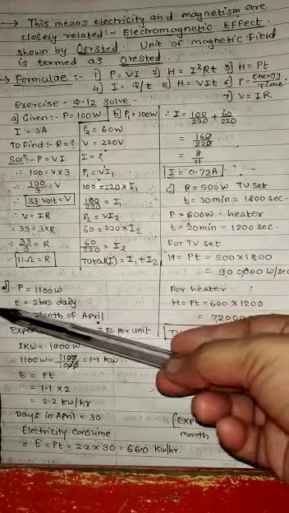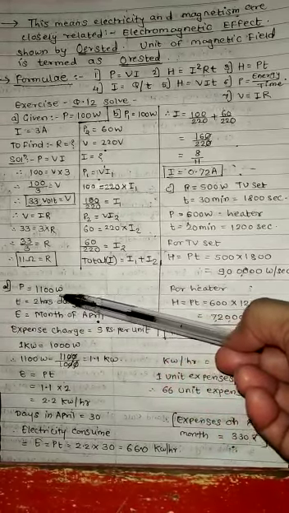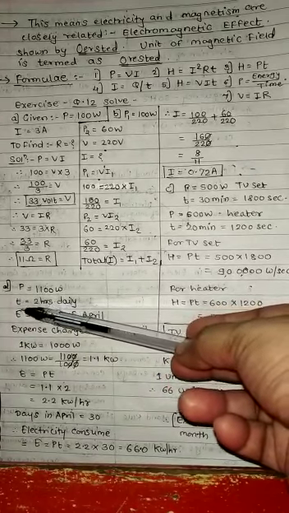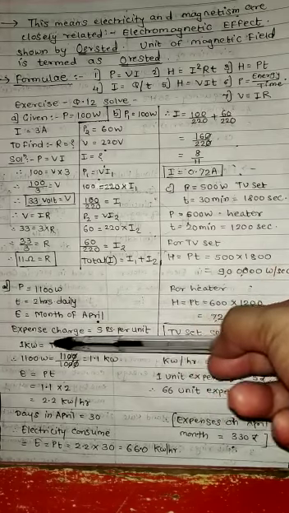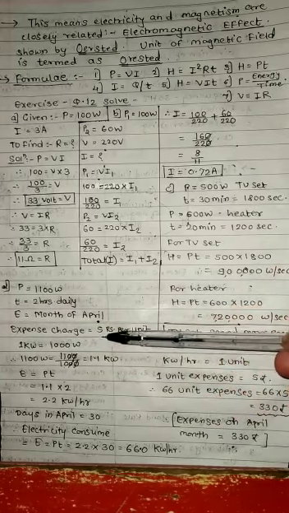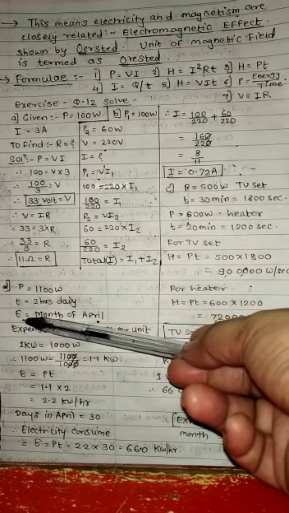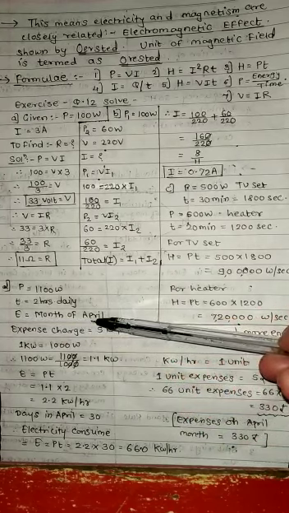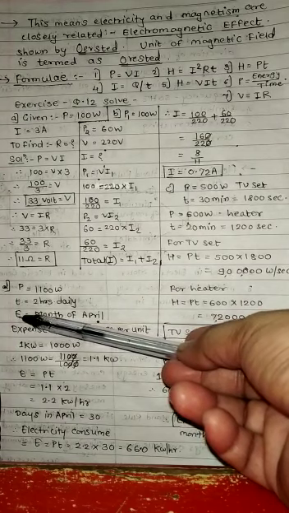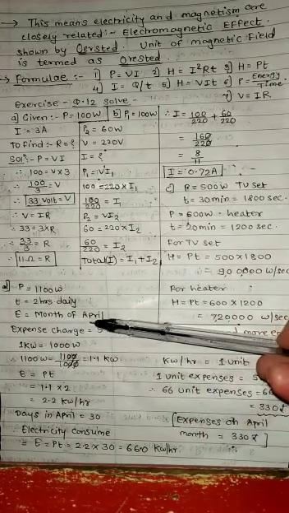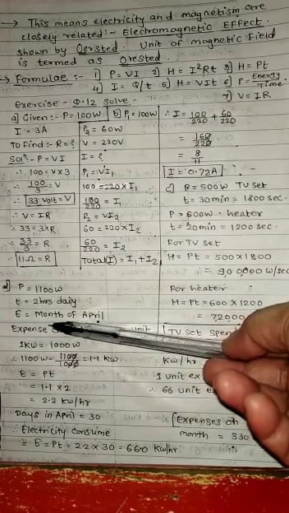Next one is, suppose P is given, that is 1100 watt power. T is also given, 2 hours daily, and the expense charge on electricity is also given, that is 5 rupees per unit. And here you have to find out the electricity consumed in the month of April. How do you find out the electricity spent in April?